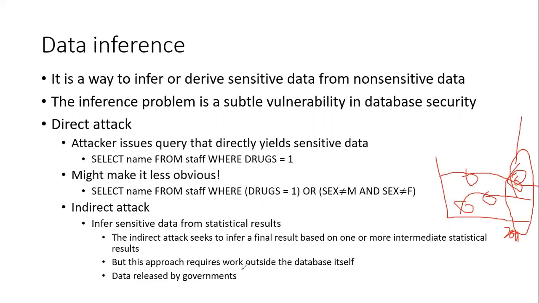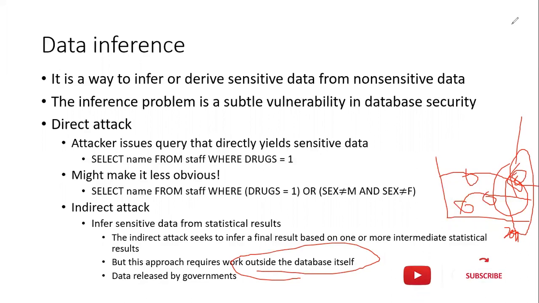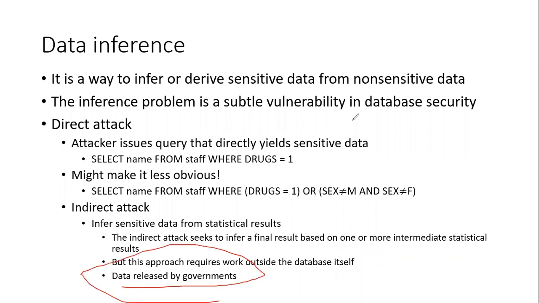But this approach requires work outside the database itself. So you have to take this data, you have to apply some machine learning algorithms on that, supervised learning algorithms, unsupervised algorithms, or reinforcement algorithms. And then you will be able to find the patterns within that specific data. Data released by the government usually, or by any organization, non-government organizations, NGOs, you can find the information, the hackers, especially for the banks when they issue the information.